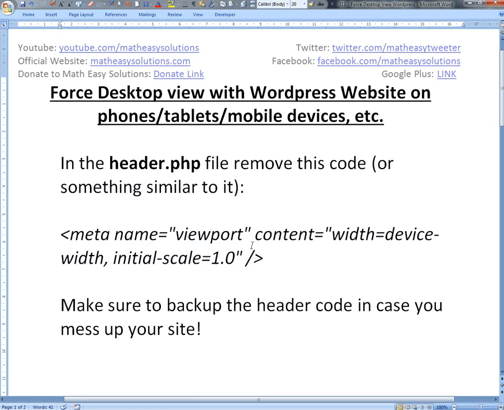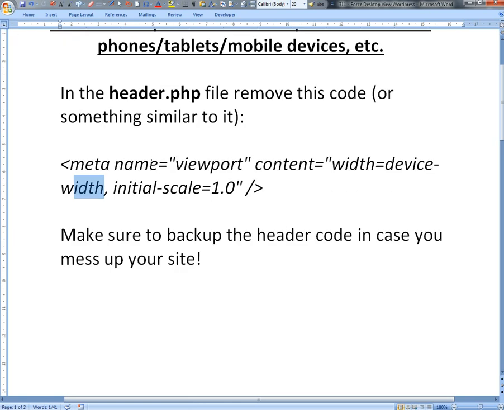All it's saying is that depending on the viewport, if it's mobile or desktop, it will make the content based on your device width. So if you have an iPhone, Android, etc., it changes based on your device. But I just want the desktop view only. I'll show you how to do this, but also make sure you back up the header code in case you mess up your site, so you can always copy and paste that back and fix everything.